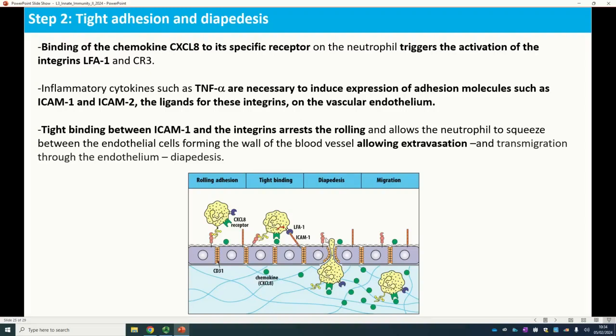Once the neutrophil has stopped rolling, it's able to squeeze through the junctions in the endothelial cells, and this is the whole process of extravasation. This step here is known as diapedesis, so the squeezing of the neutrophil or the leukocyte through that endothelium is done via diapedesis.